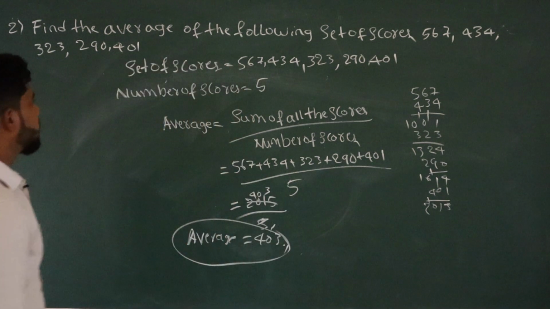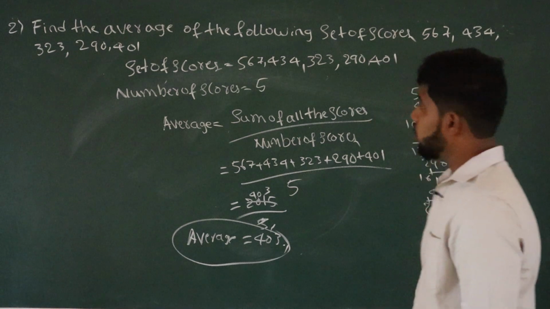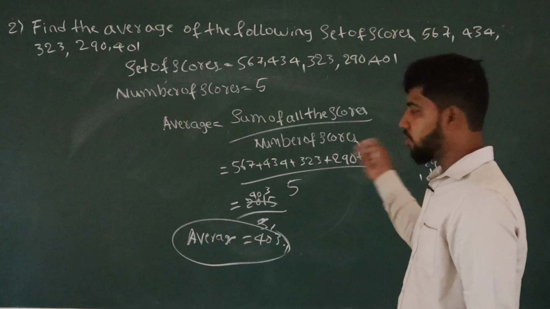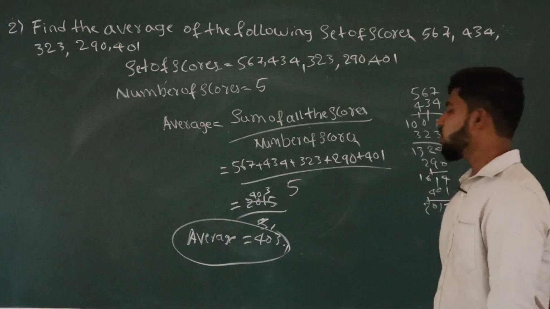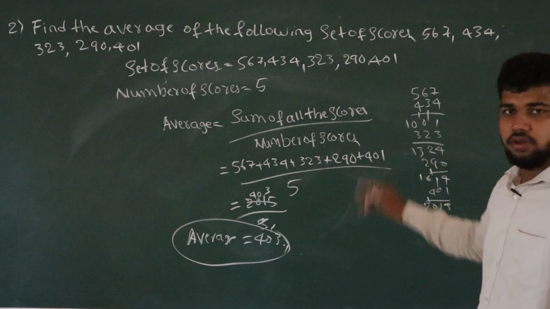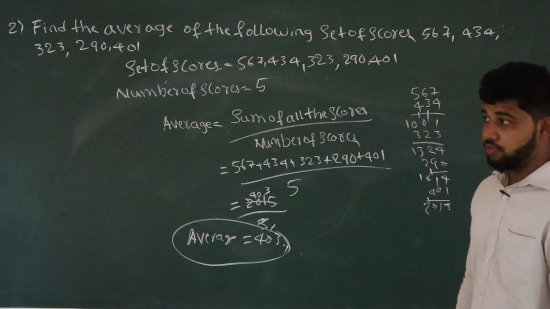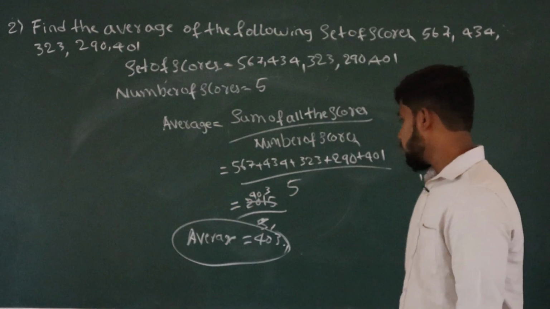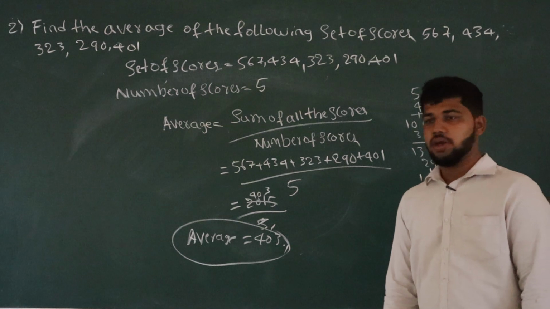Now find the average of the following set of scores. They have given 567, 434, 323, 290 and 401. Now the number of scores is 5. Now what is the formula of the average? Average is equal to the sum of all the scores divided by the number of scores. If they are given marks, it is the sum of all the marks divided by the number of marks. Now if you add these numbers, you will get 2015, divided by the number of scores, 5. If you do the division, you will get the average is equal to 403. We have completed the second problem here.